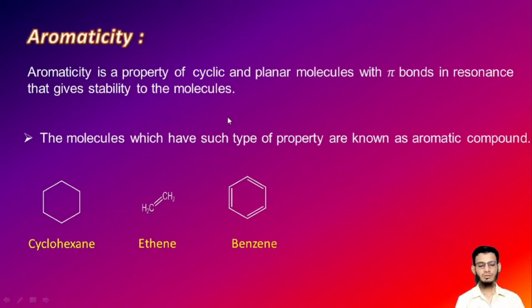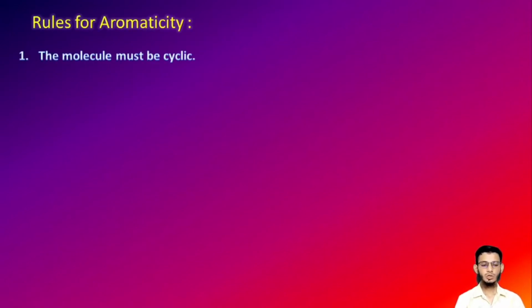But remember one thing, from this definition alone we cannot determine whether the compound is aromatic, non-aromatic, or anti-aromatic. No, we should follow some rules. What rules? We will discuss them. There are 4 rules, and the first rule is the molecule must be cyclic, okay.